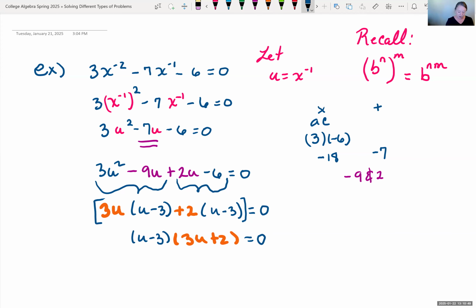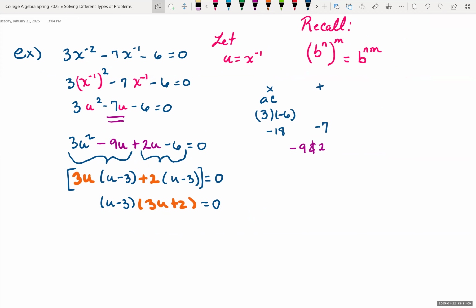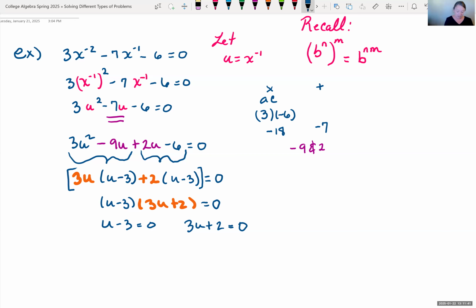So we factored this. We're going to set each factor equal to 0, and we're going to solve for u. And once we've done that, we can go back and figure out what x has to be. And so looking at this, we have u minus 3 equals 0. And we have 3u plus 2 is equal to 0. So let me just pause for a sec. So u minus 3 equals 0. We get u is equal to 3.